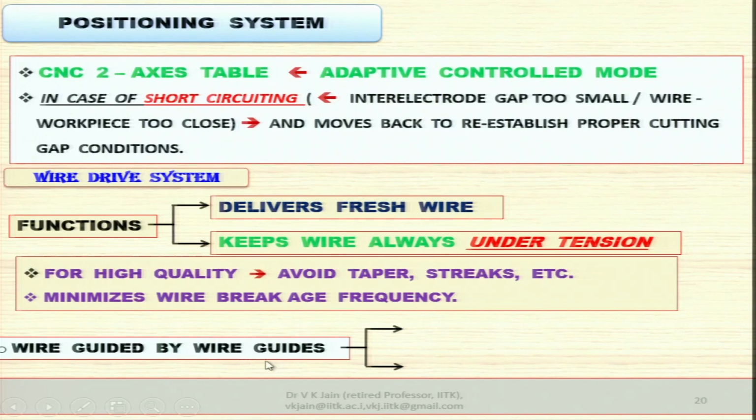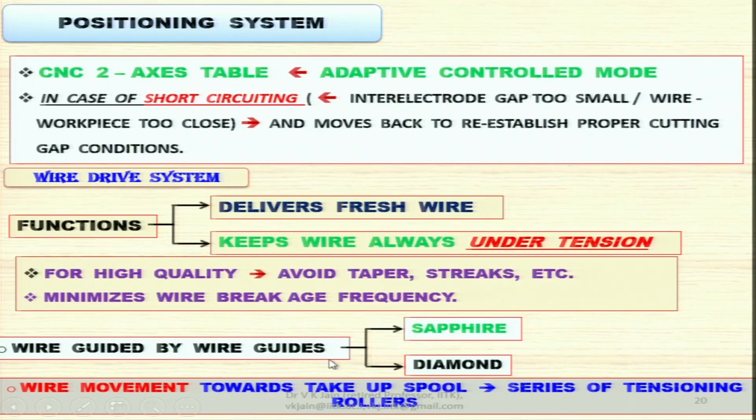Wire is guided by wire guides. You can have sapphire guides made of sapphire material, or you can make these wire guides from diamond also. They are quite expensive. Then the wire moves towards the take-up spool. A series of tensioning rollers are there, and tensioning of the wire plays a very important role.